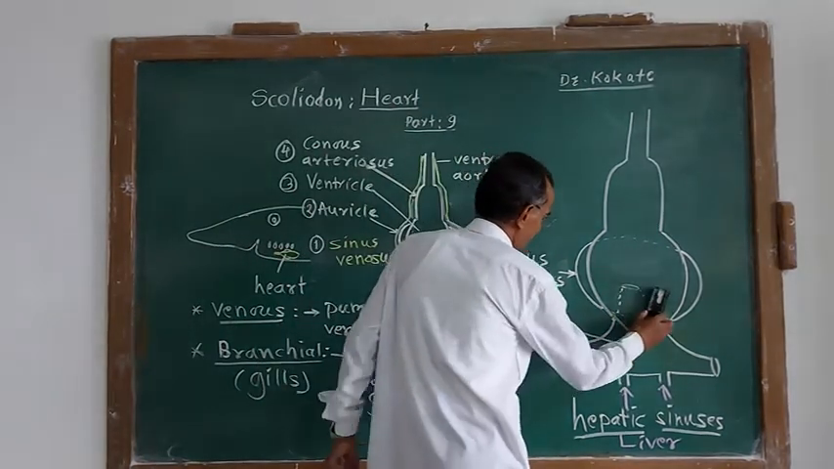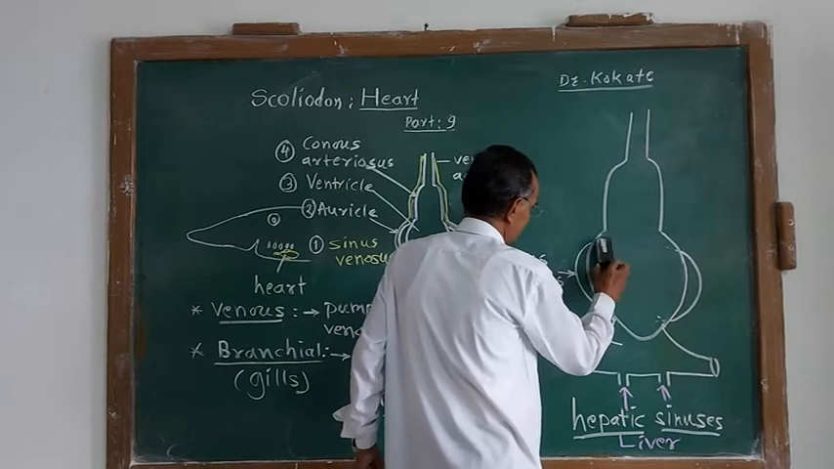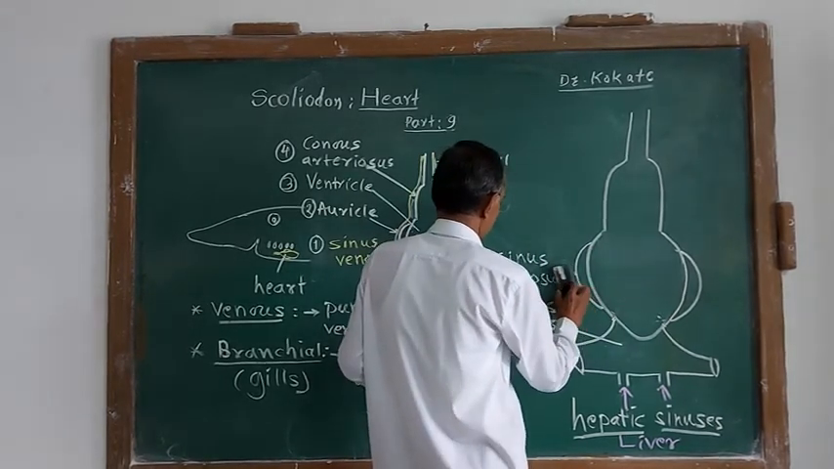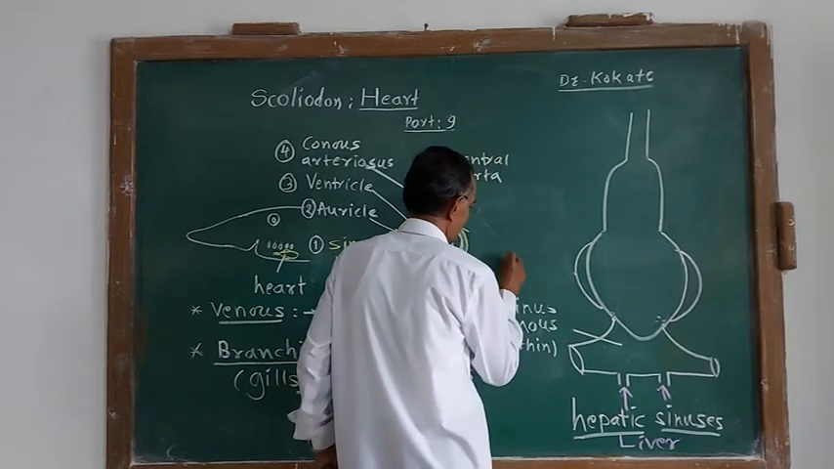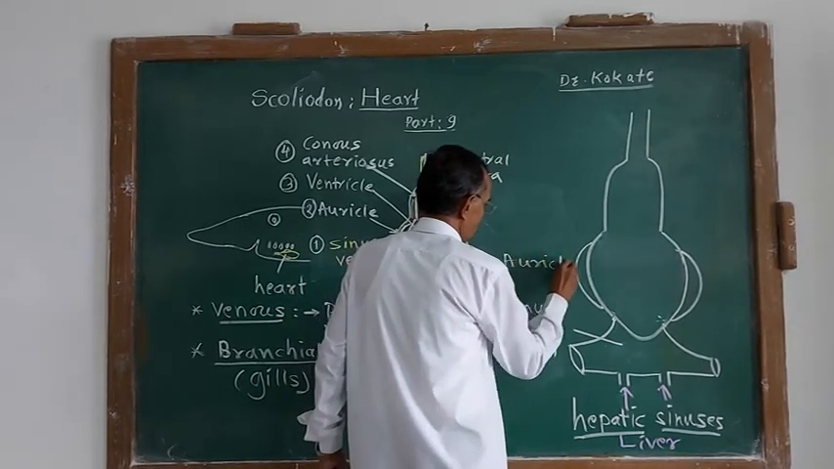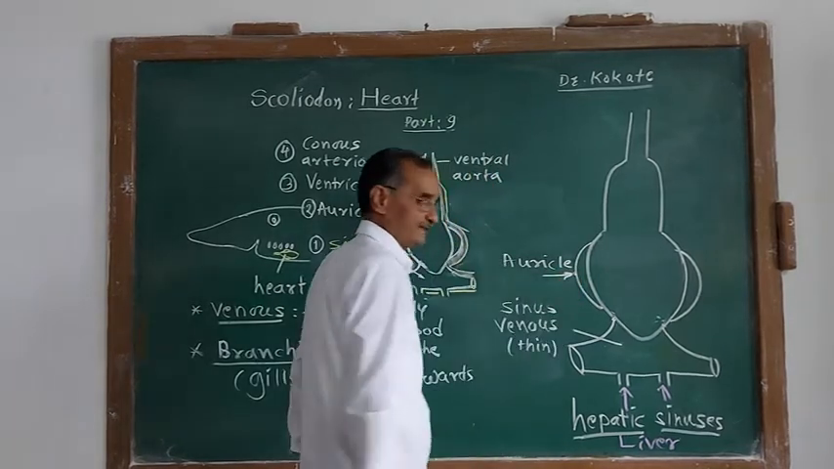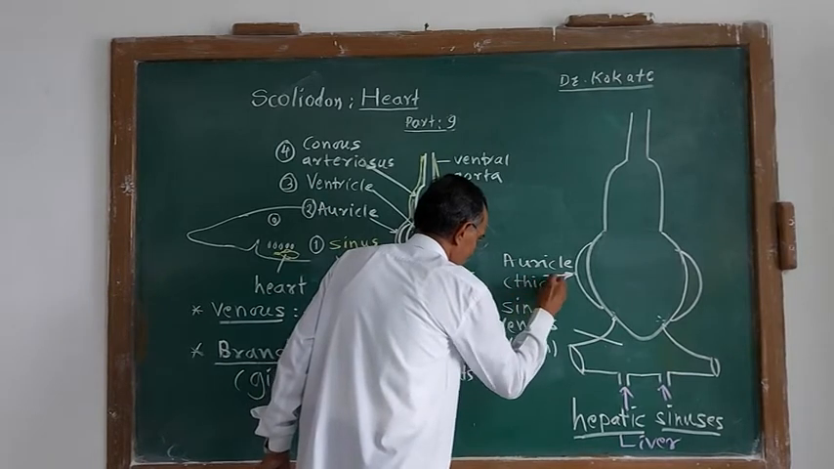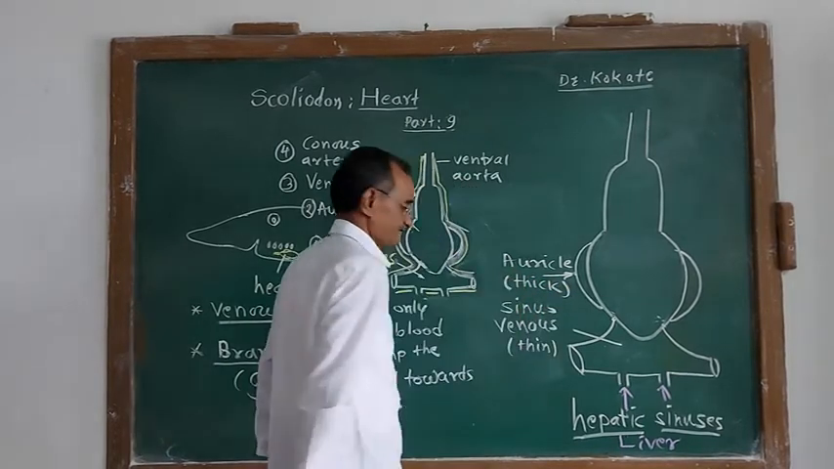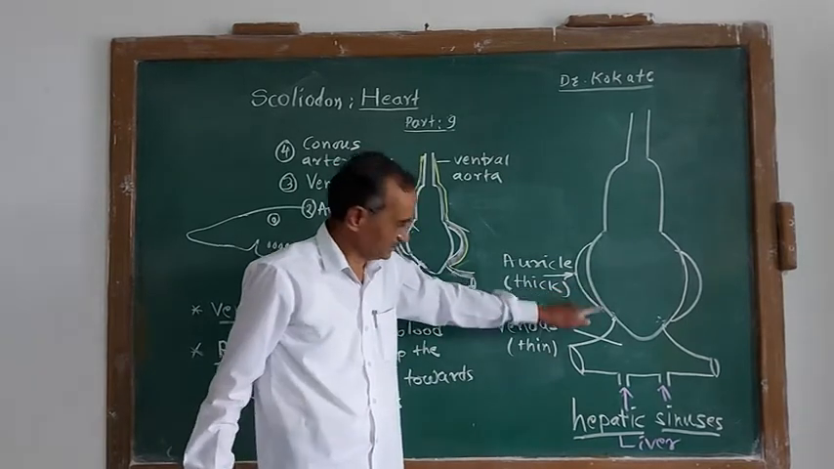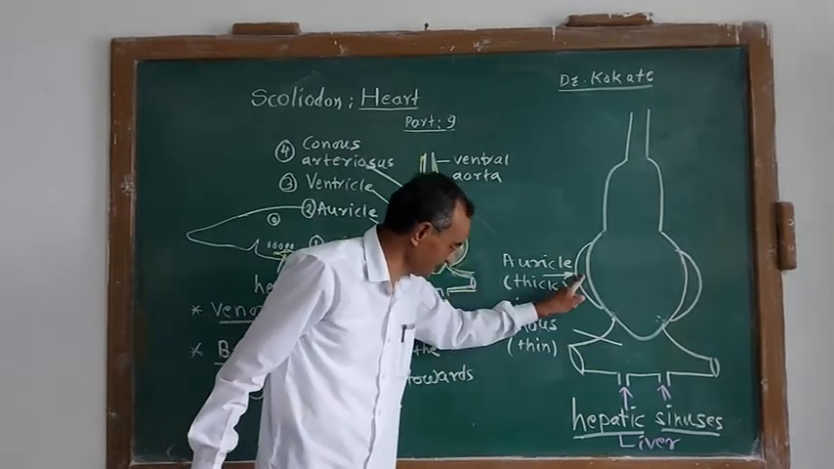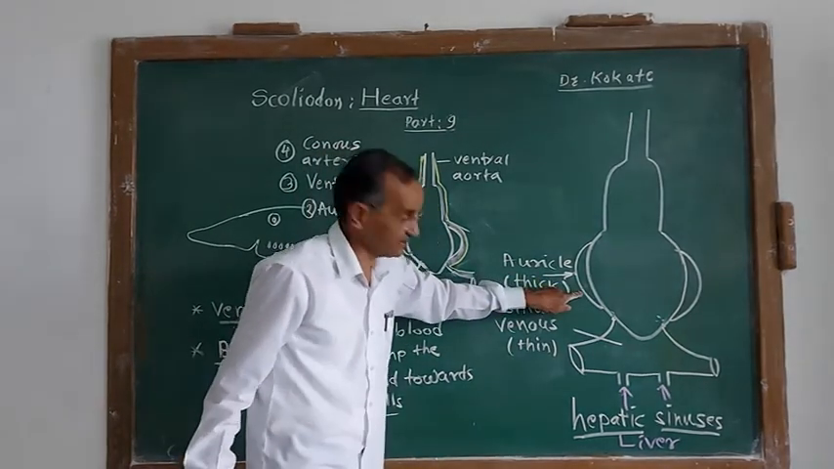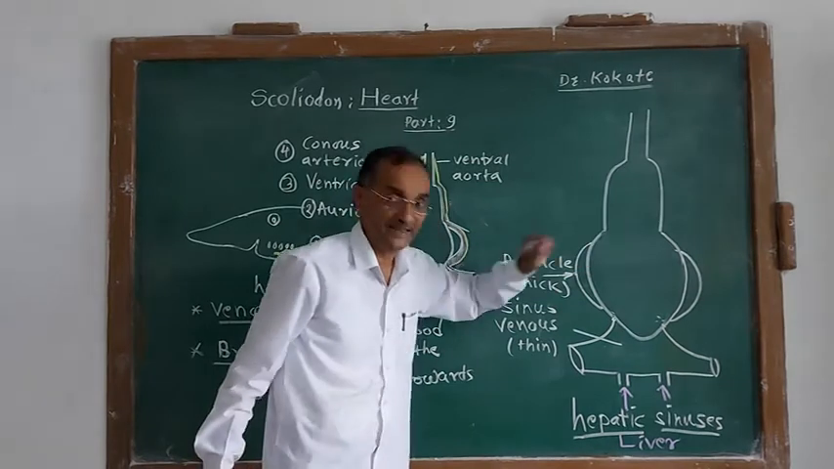Now we will go to the next chamber, that is the auricle. So the sinus venosus opens into the auricle like this. Now the auricle is a thick walled chamber. I write here thick walled chamber. This is the auricle, this is the sinus venosus. It opens into the auricle by the sino-auricular opening. It is a thick walled chamber. Now the auricle is thick walled and it opens into the ventricle.